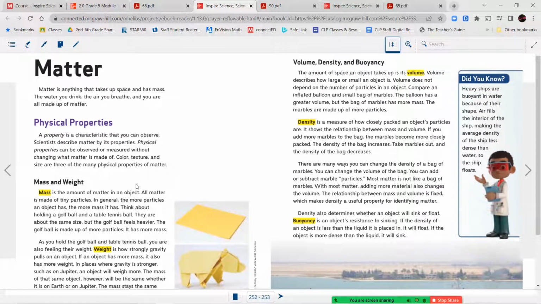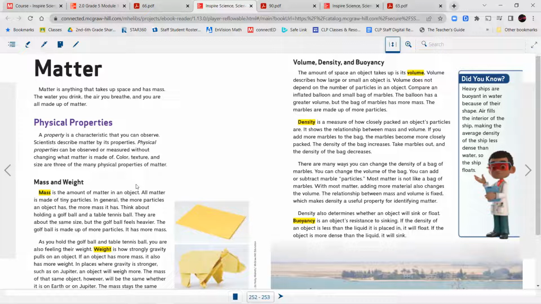All right, matter. Matter is anything that takes up space and has mass. The water you drink, the air you breathe, and you are all made of matter. Physical properties. A property is a characteristic that you can observe. Scientists describe matter by its properties. Physical properties can be observed or measured without changing what matter it's made of. Color, texture, and size are three of the main physical properties of matter.